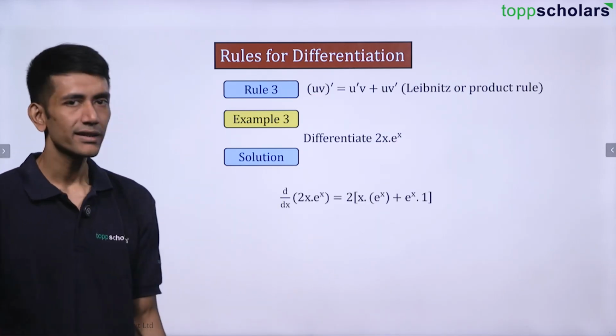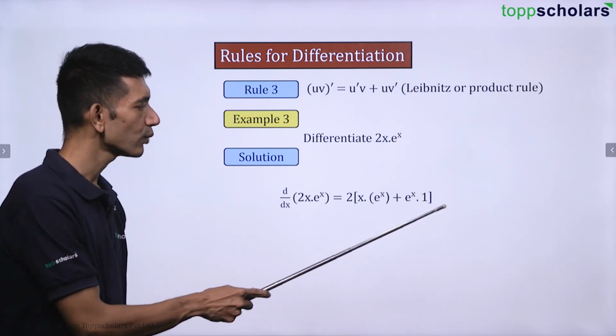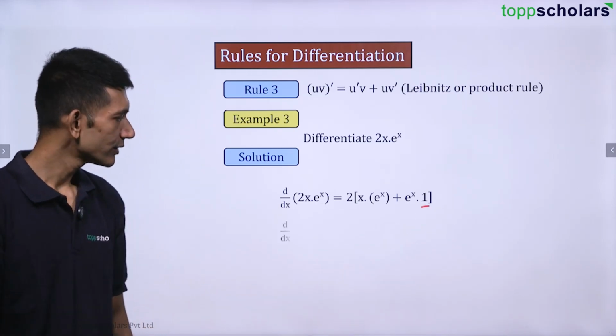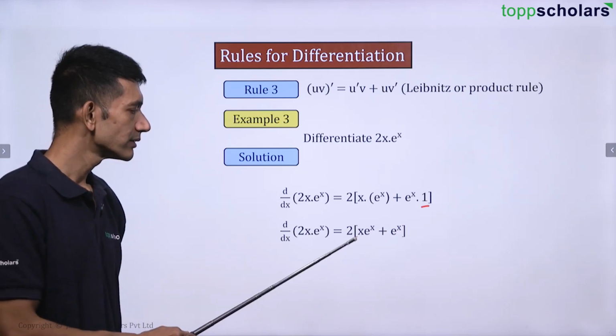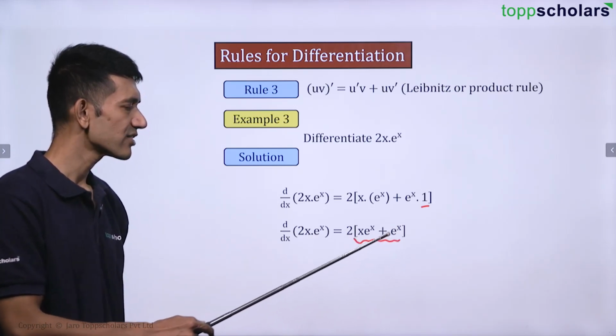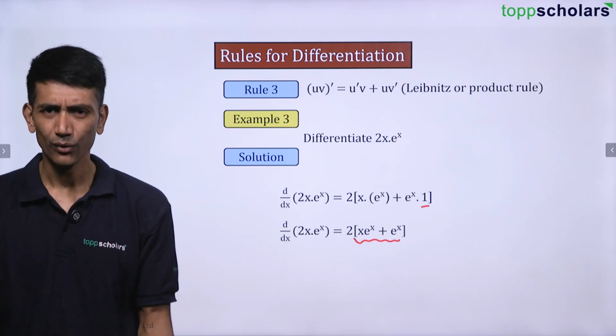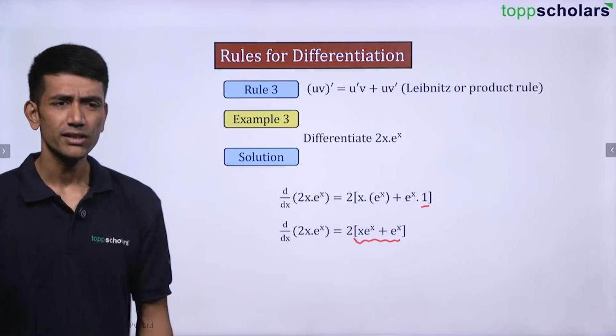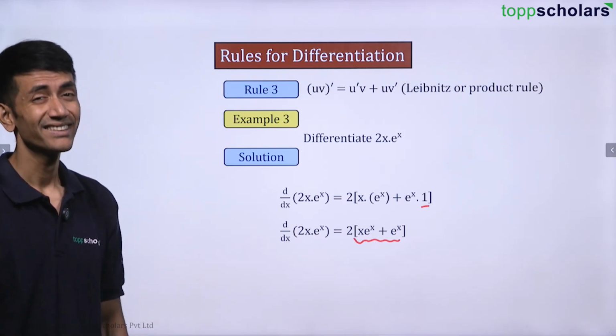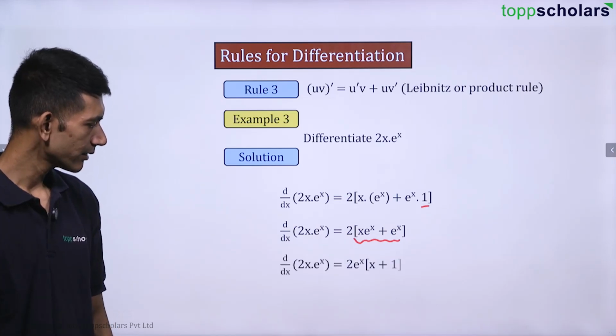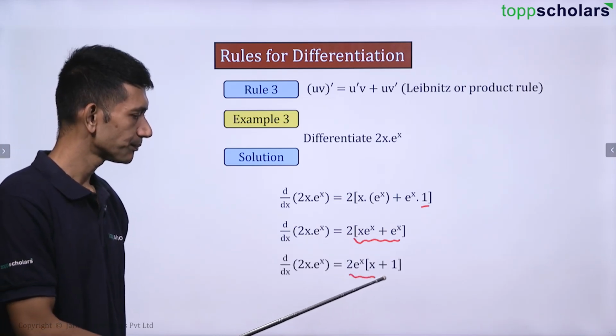Solve this further. 2 is as it is. Derivative of e raised to x is e raised to x, and derivative of x is 1. Correct? So that becomes 2 times x e raised to x plus e raised to x. If you want, you can take e raised to x outside. That becomes 2 times e raised to x multiplied by x plus 1 inside the bracket. Correct? Yes. This can be your final answer.